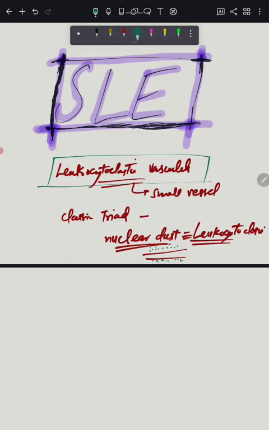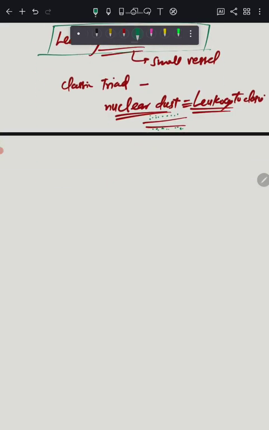leukocytoclastic vasculitis. And clinical features that we know: palpable purpura, that is non-blanching spots mostly on lower limbs, urticarial vasculitis, livedo reticularis, ulcers, digital ischemia. I will be discussing a few topics about the SLE.